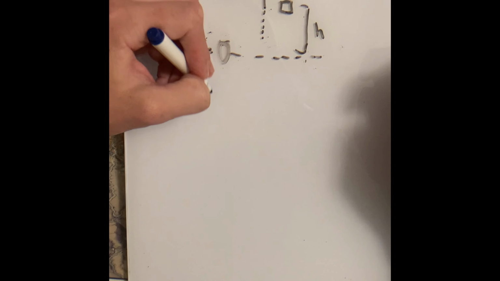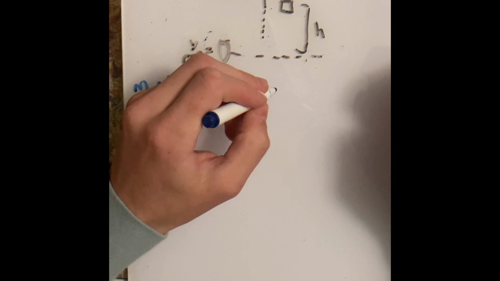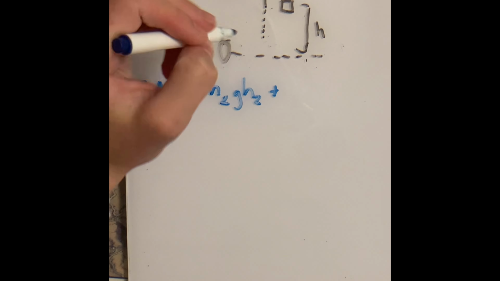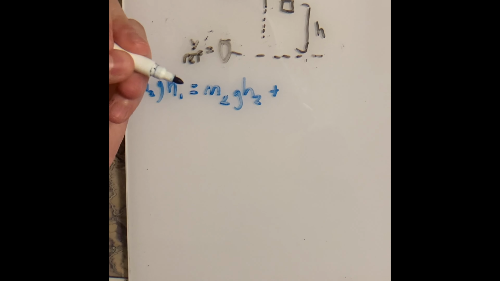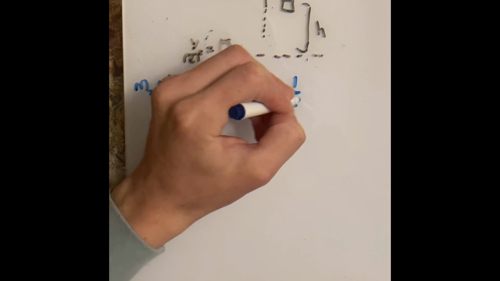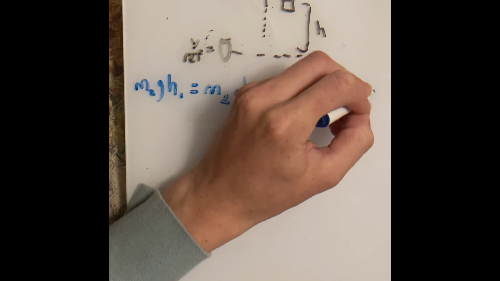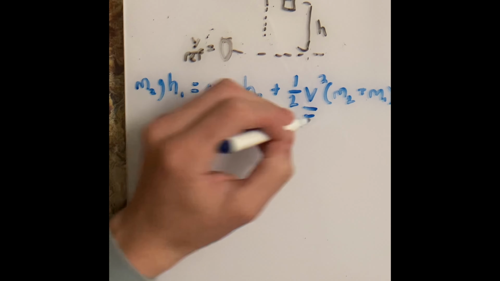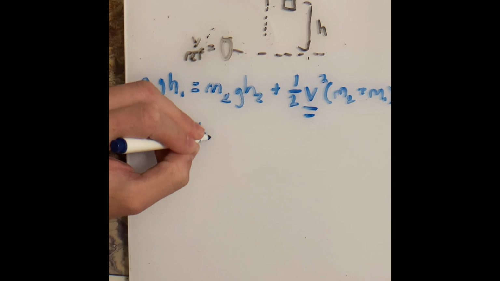so M2 g H2. Now, at the end, we'll also have kinetic energy in both the cart and the mass, too. But they will have the same velocity, so we can simplify immediately to say 1/2 v squared times (m2 plus m1). And we will have no non-conservative work because that is considered negligible here, and no spring energy. So now we can go ahead and solve for our final velocity.